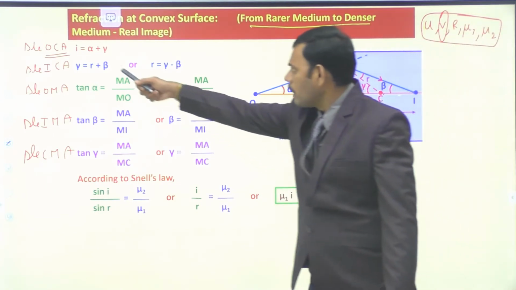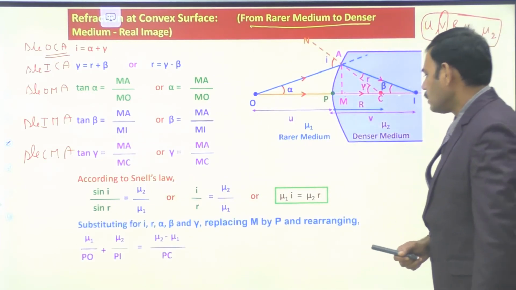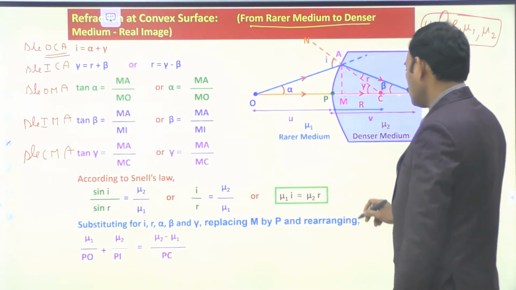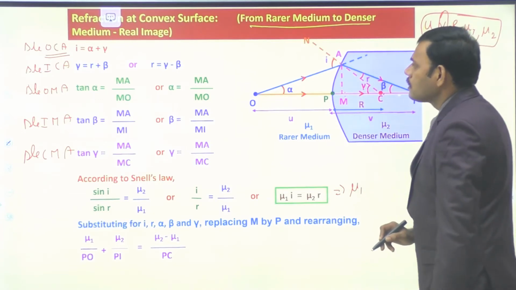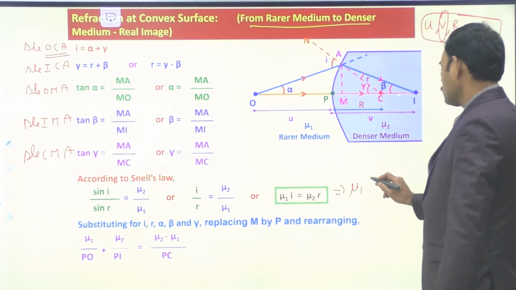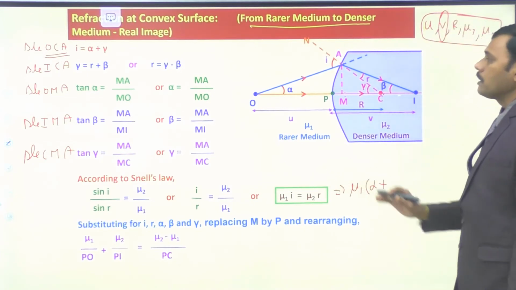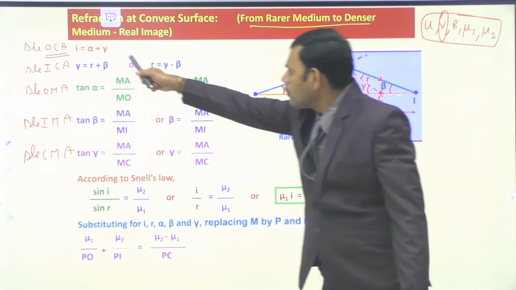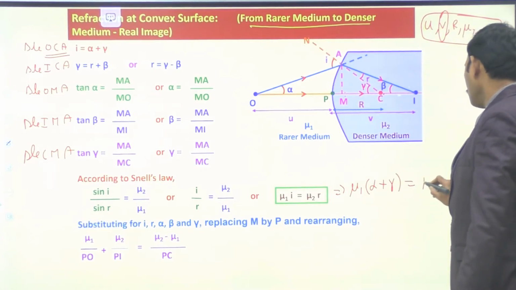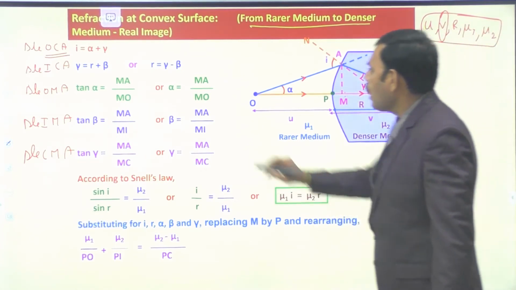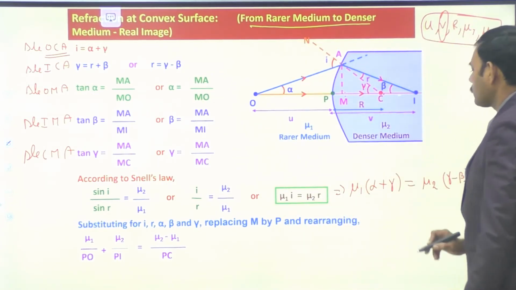Already we have the values of I and R, and we replace them. Here mu1 I is equal to mu2 R. Here mu1 into I is alpha plus gamma. We need some extension to know the final expression. So replace I by this formula, alpha plus gamma, which is equal to mu2 into R. Replace R by gamma minus beta, hence this is gamma minus beta. This is the first step.